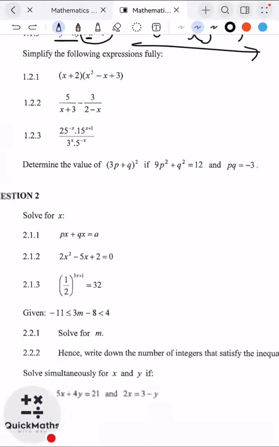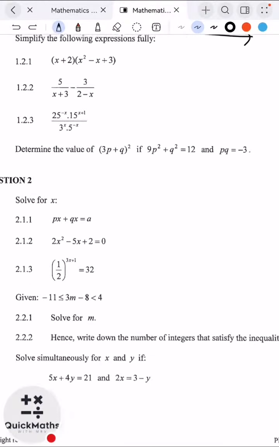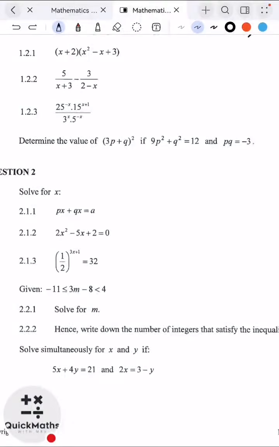The next question over there, we just have to multiply out, right? Simplify the following expression. Something that I teach is everything in the one bracket has to multiply with everything in the other bracket. So the x is going to multiply with x squared, x times x squared, x to the power of 3, right? We remember, same base, add exponents. x multiplies with the negative x, it's going to be minus x squared, and then x times the 3 is going to be plus 3x.